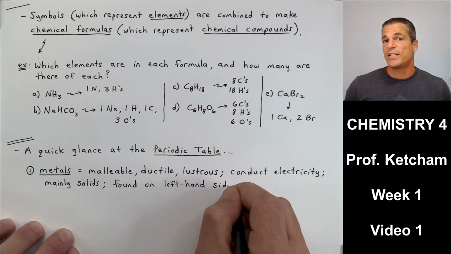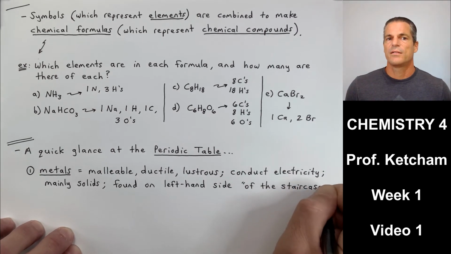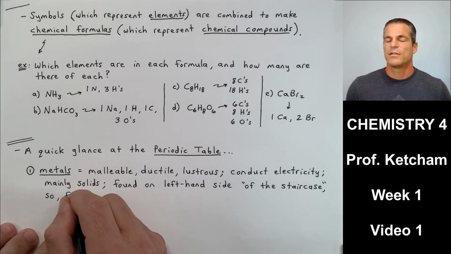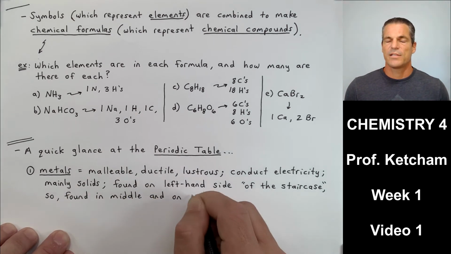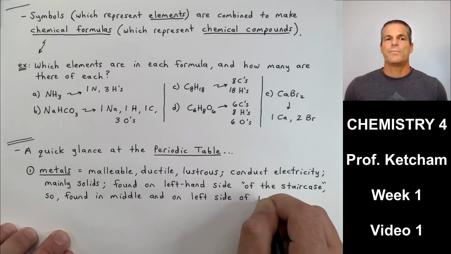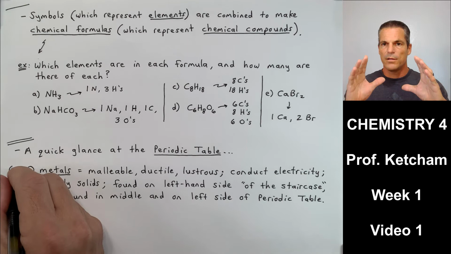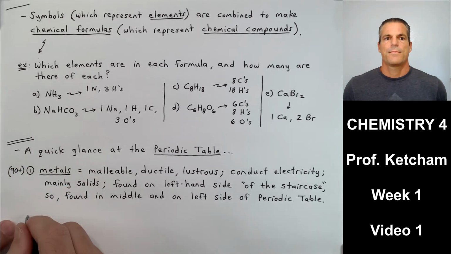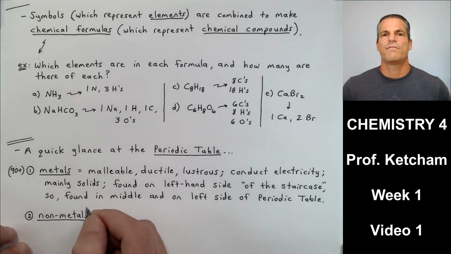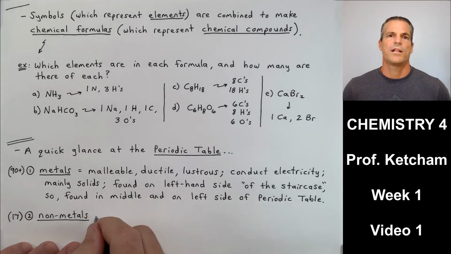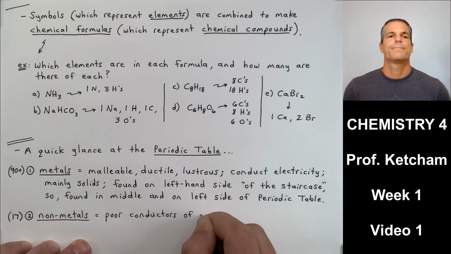Lustrous means they're shiny. In general, metals conduct electricity. Most of them are solids, and they're found on the left-hand side of the staircase on the periodic table. So as far as the periodic table is concerned from a mental viewpoint, metals are in the middle and off to the left. More than 90 of the roughly 120 elements are metals. Most of the elements on the periodic table are metals.